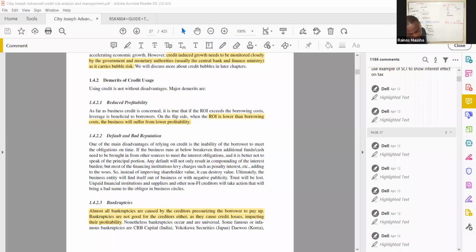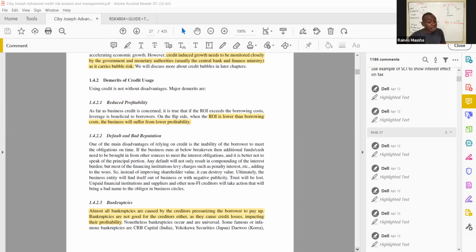The next one is default and bad reputation. The main idea is that when you end up failing to meet your interest obligation or your principal repayments, if you default on them, what is going to happen? It basically means your cost of borrowing is going to end up being high going into the future. And you're also going to be suffering what? From bad reputation, because people are going to be thinking twice before they do business with you. Your customers are going to think, if the company is defaulting, is it going to be able to continue running going into the future?